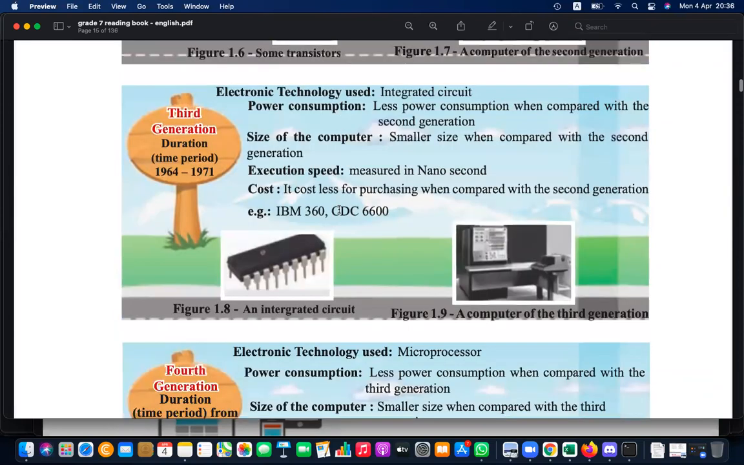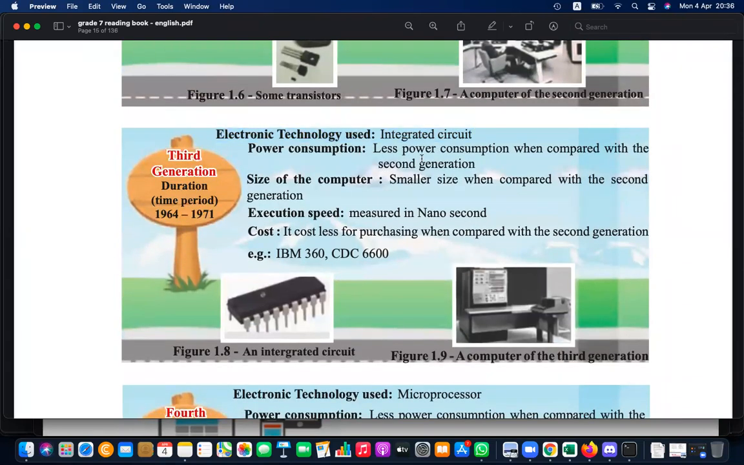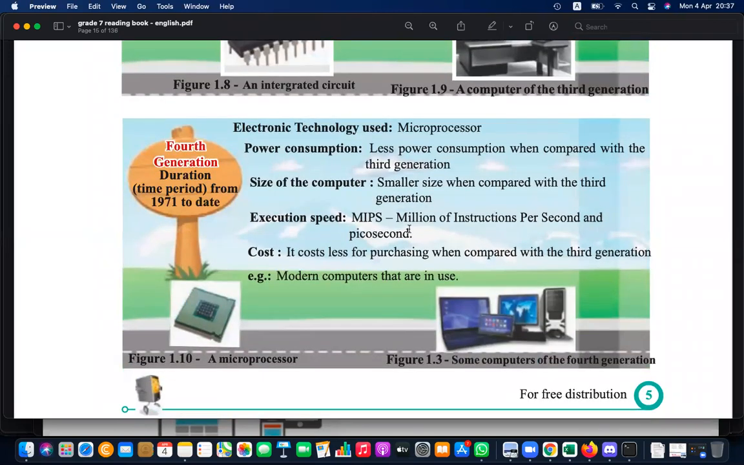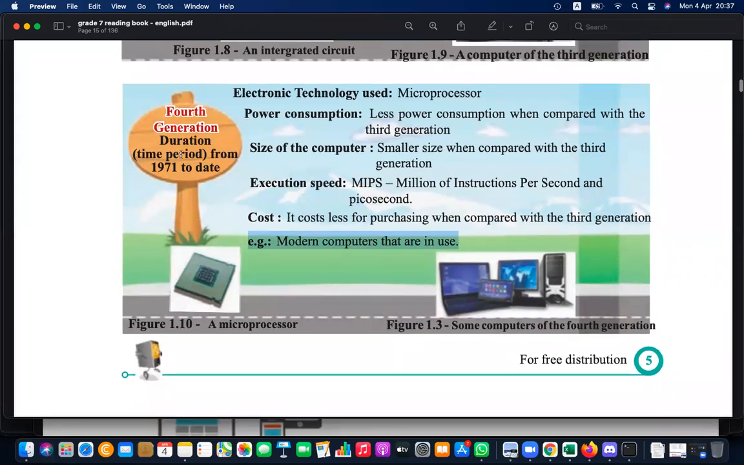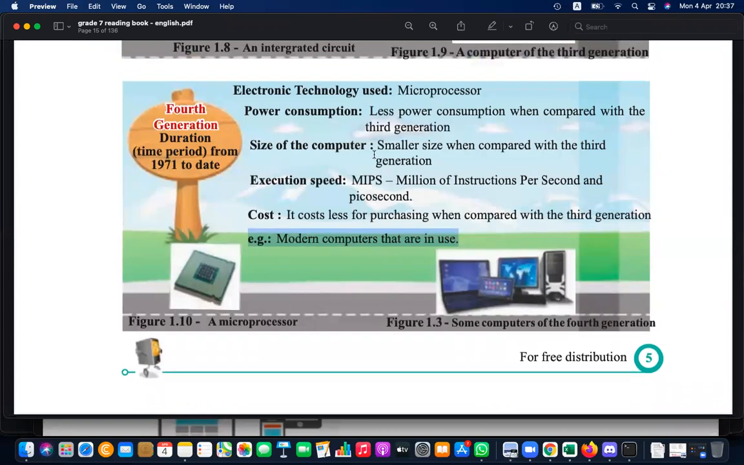When it comes to the third generation, it becomes still smaller than the second generation, and nanoseconds are used to measure the speed. Cost was relatively low. In the fourth generation, there is very little power consumption, even using batteries, so it is portable, very small in size, and uses MIPS, million instructions per second, or picoseconds. The cost was very low, even for personal computers. After the fourth generation, the fifth generation is also there, but that is not mentioned here. That is using AI, artificial intelligence. Today's computers are in the fifth generation.